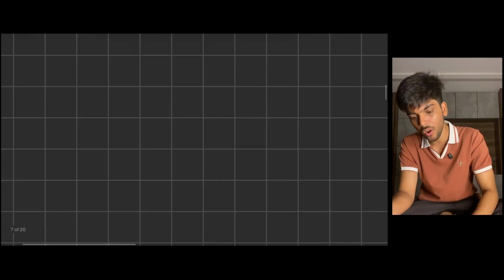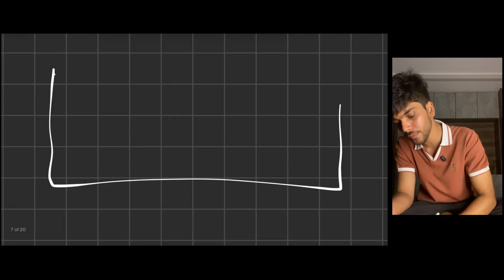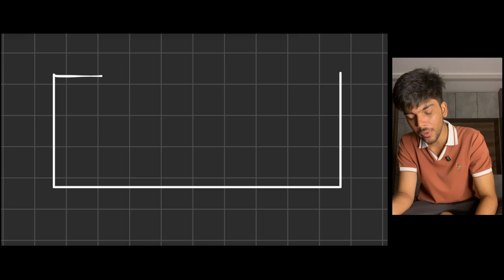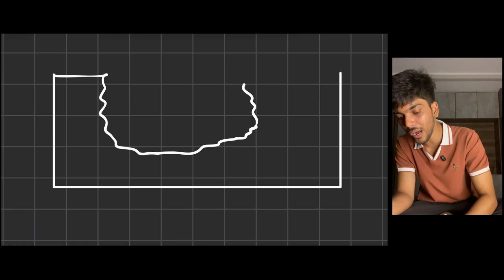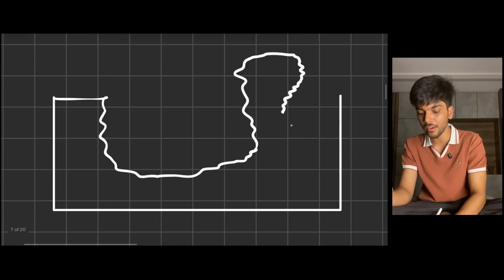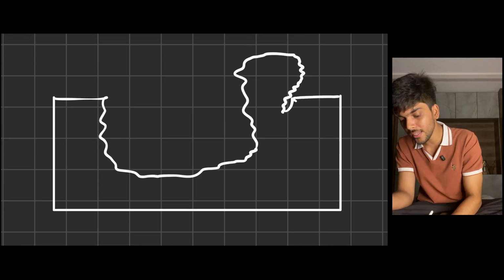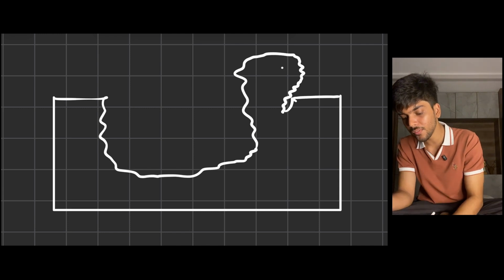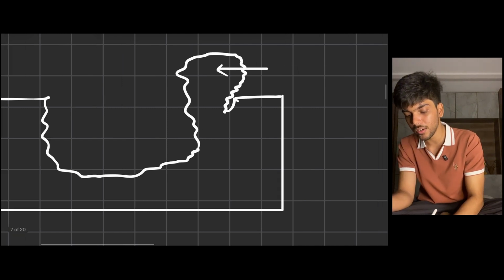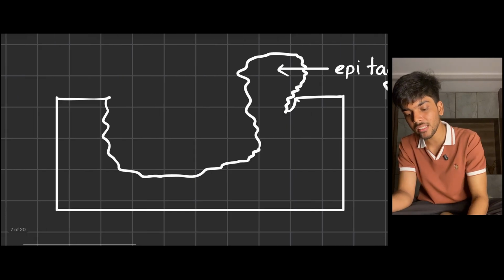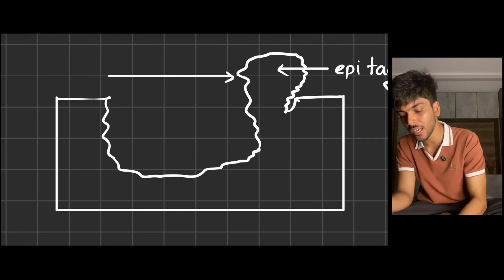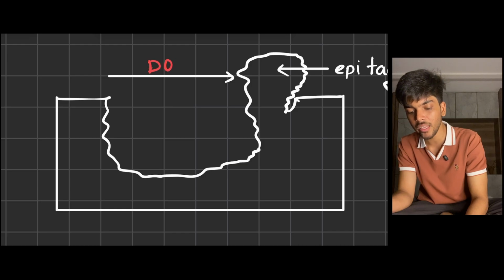So let's draw the epidermis. Here is the epidermis. A part of this epidermis is scraped to one end. The part that has been scraped is heaped up or collected at that end. This collected part of the epidermis is referred to as the epithelial tag, which gives the direction of force. The direction of force is along the direction of the epithelial tag.